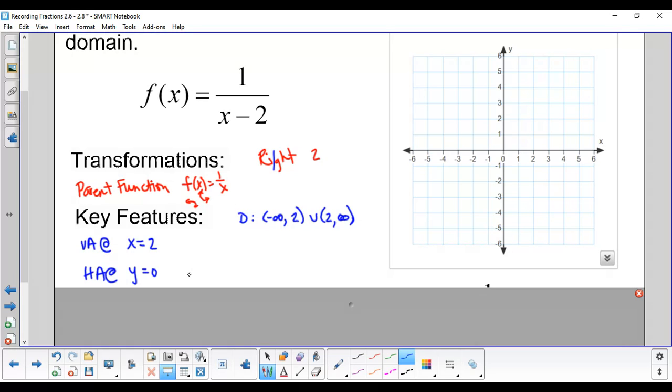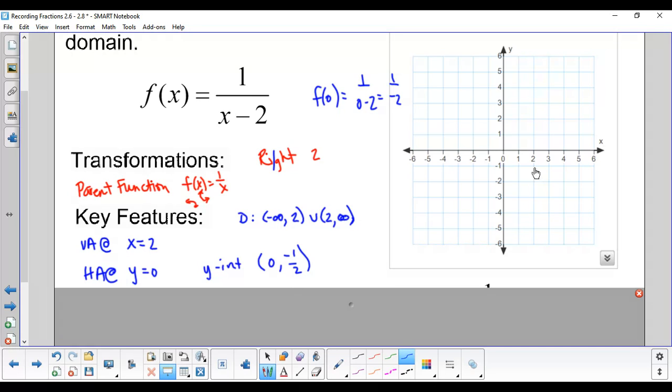The other piece of information that I find really helpful is I like to find the y-intercept. Now, the y-intercept is found by plugging in 0 for all the x's. And so if I do that up here, I would have f of 0 equals 1 over 0 minus 2, or 1 over negative 2. So 0 comma negative 1/2 is my y-intercept.